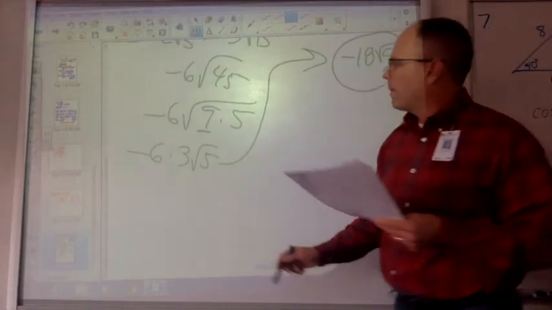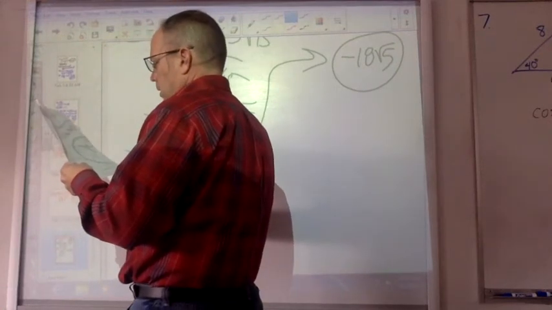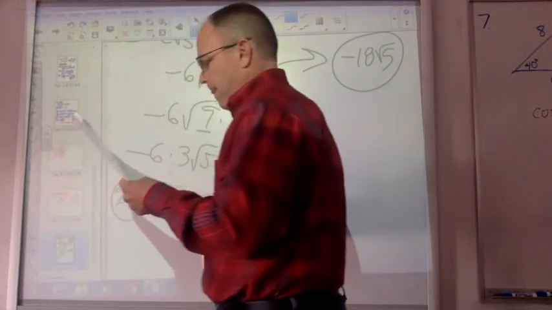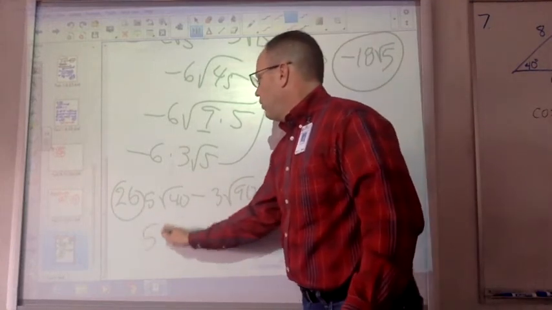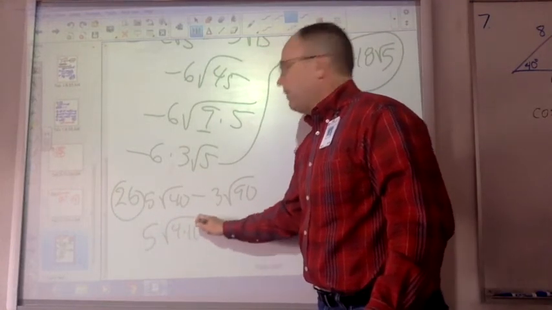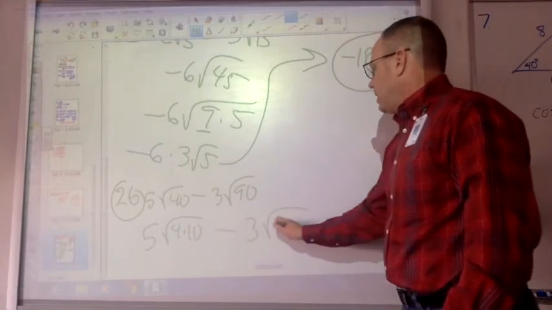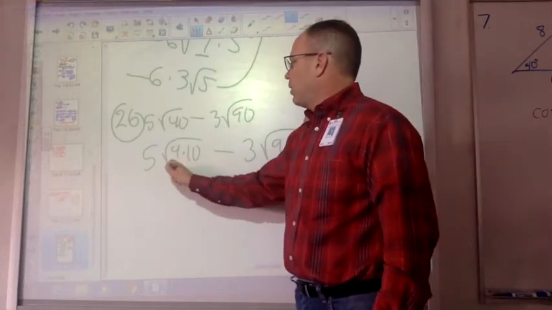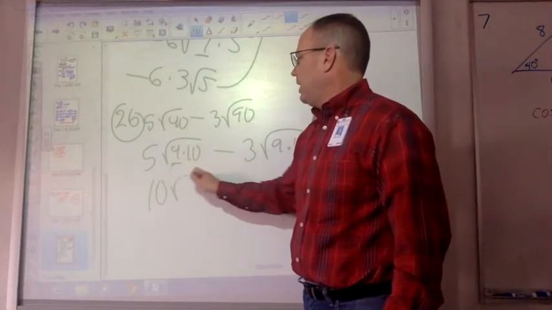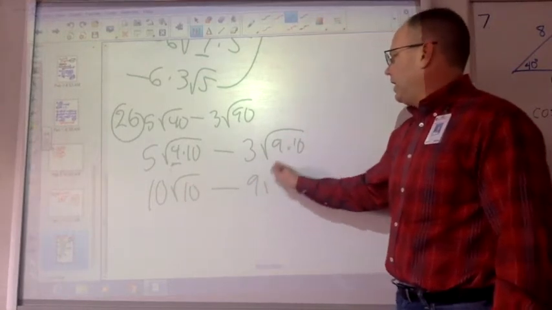26. 5 root 40 minus 3 root 90. Let's break 40 into 4 times 10. 5 and 8 won't work because they need a perfect square. 90 is 9 and 10. Okay, square root of 4 is 2, so this is going to become 10 root 10. Agree? Square root of 9 is 3, that becomes 9 root 10.